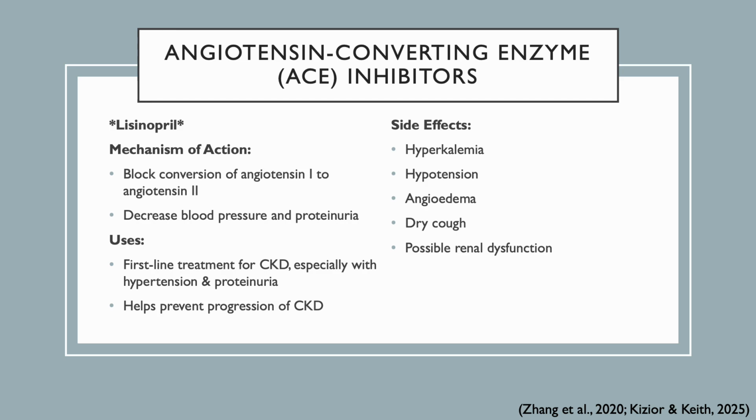ACE inhibitors and how they help treat CKD. ACE inhibitors like lisinopril work by blocking the enzyme that converts angiotensin 1 into angiotensin 2, a hormone that constricts blood vessels and raises blood pressure. By reducing angiotensin 2, these medications lower blood pressure and reduce proteinuria, which is important for managing CKD. ACE inhibitors are commonly prescribed in CKD, especially for patients with hypertension and proteinuria. They are essential in helping prevent the progression of kidney disease by reducing the strain on the kidneys and the blood vessels.